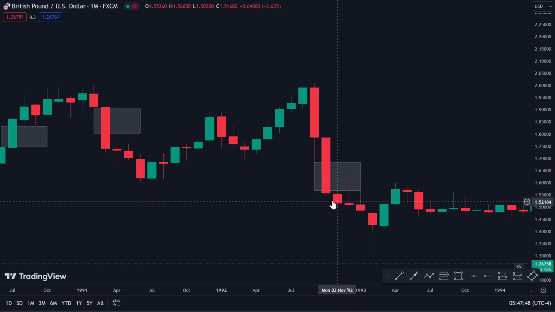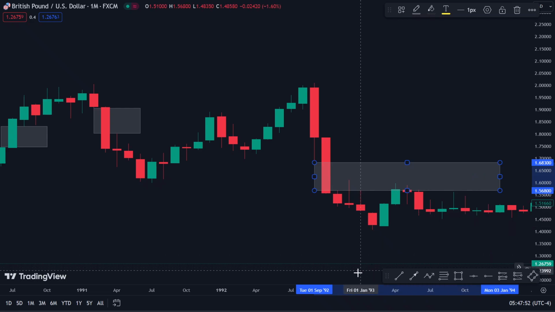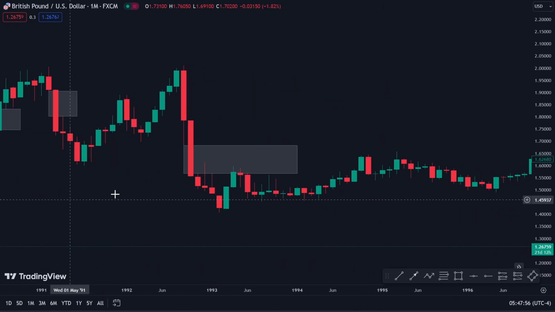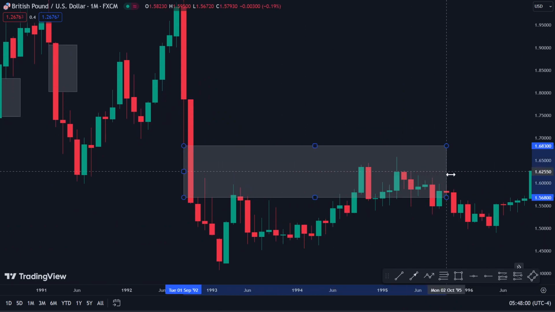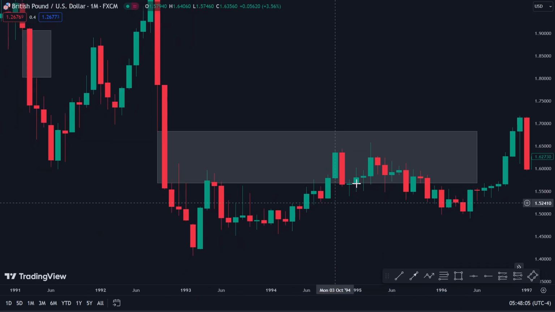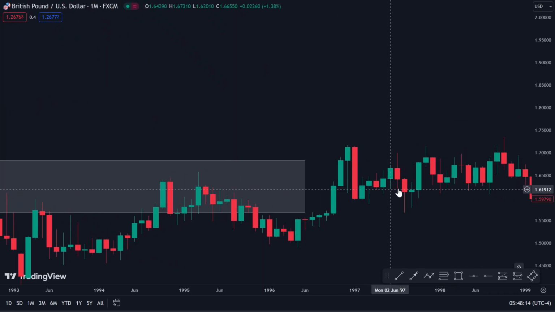See what happened? If we extend this in time, see what happened, how price reacted. See how price reacted. This fair value gap acted as classic support and resistance, for those who are familiar with support and resistance.